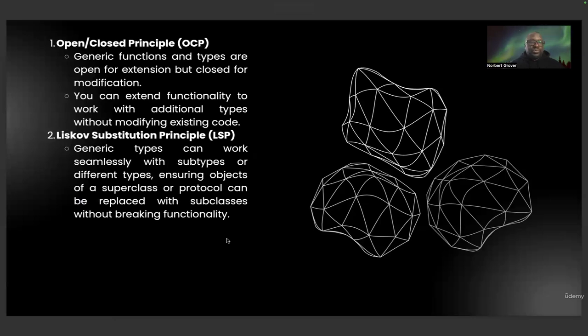Open-closed principle: generic functions and types are open for extension but closed for modification. I'm going to explain that later on in another video. You can extend the functionality to work with additional types without modifying the existing code. And then there's Liskov's substitution principle. Generic types can work seamlessly with subtypes or different types, ensuring objects of a superclass or protocol can be replaced with subclasses without breaking the functionality. Again, I'll make a video dealing with that.